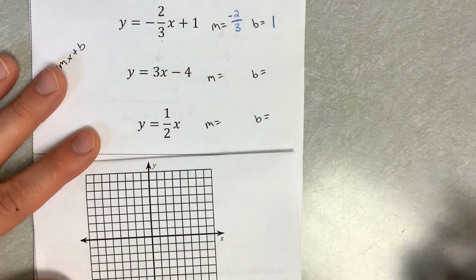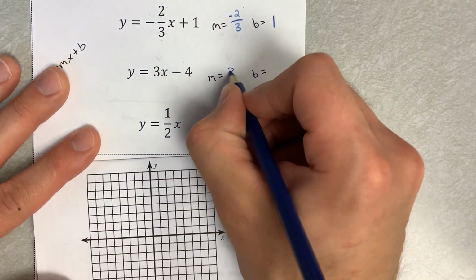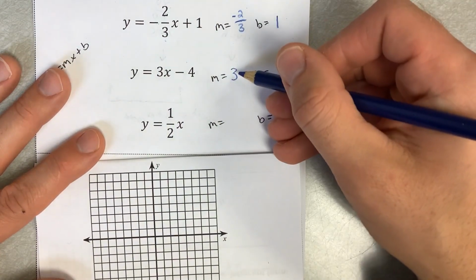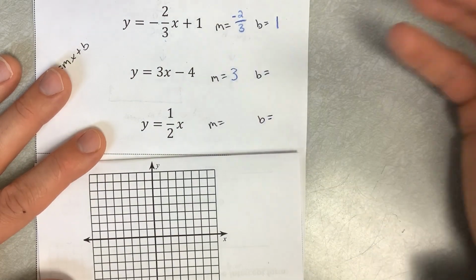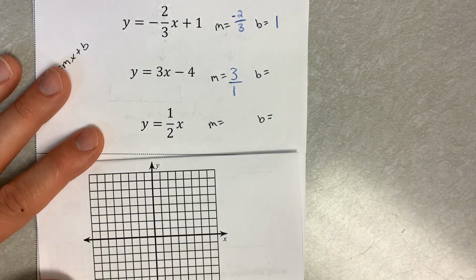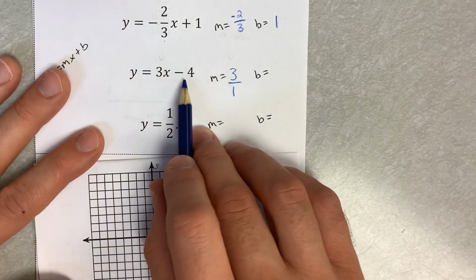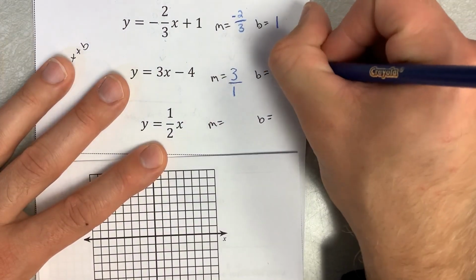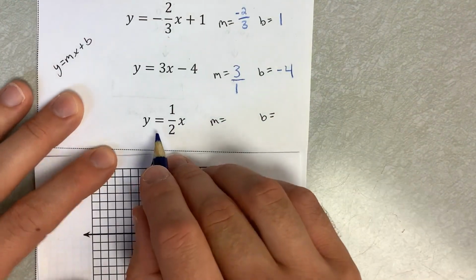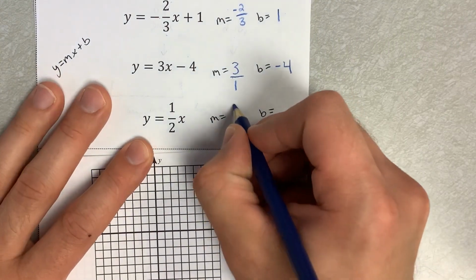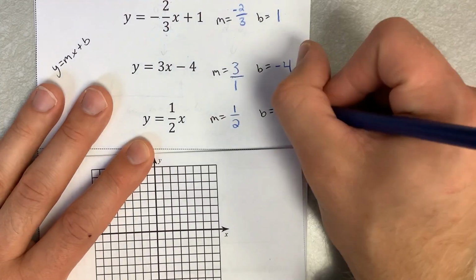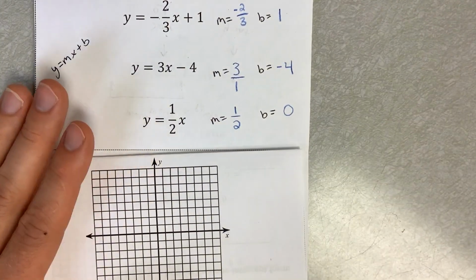Down here, what's in front of my x? Well, a 3, so I'm gonna put a 3 there. And again, slope loves to be a fraction. That's not a fraction, but we can make it a fraction easily by just putting it over 1. You can make anything a fraction by putting it over 1, right? There we go. The number not attached to the x is this negative 4. That's my y-intercept. And finally, this last one, 1/2 is in front of my x, so that's my slope. And the b, well, there's actually nothing there, so 0. And there we go.